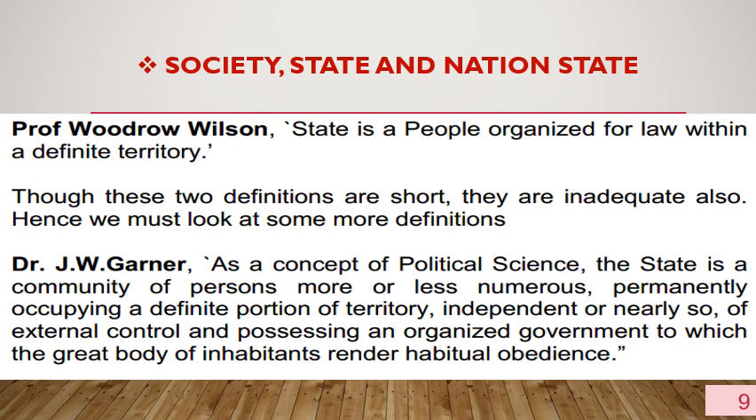Because things are very accumulative and things change very quickly and dynamically, we had another thinker called Gardner, and if you search for Gardner, he's one of the most important political science thinkers. He said that all political science concepts must be analyzed as separate concepts with certain elements and aspects. So, when he is talking about a concept of political science, which is the state, he defined it as a community of persons, more or less numerous, permanently occupying a definite portion of territory, independent or nearly so of external control, and possessing an organized government to which the great body of inhabitants render habitual obedience.